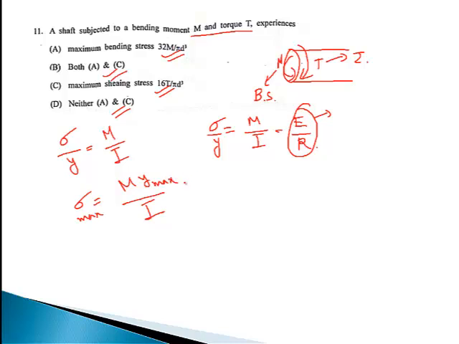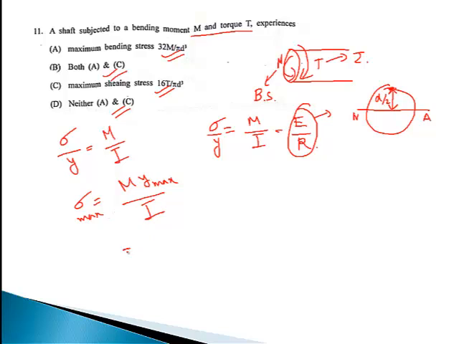Okay, maximum is needed. And what is y? This is the shaft, this is the neutral axis. There no stress is generated. y is the distance from the neutral axis, and y is maximum at the distance of d by 2. So at d by 2 we will get the maximum bending stress.